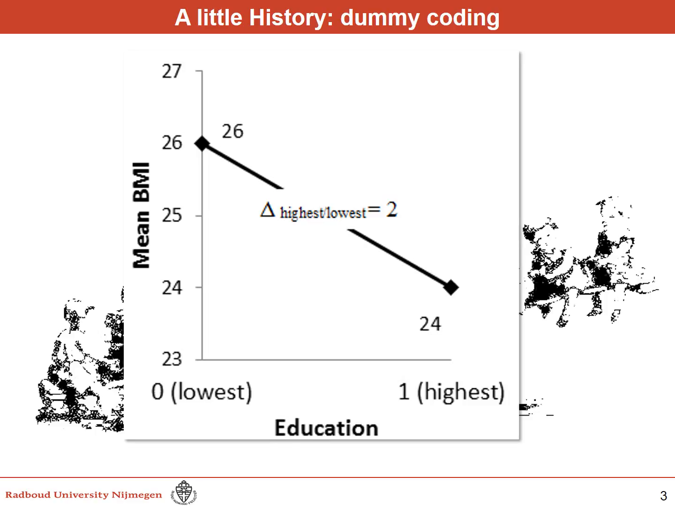So that's a very useful way of coding categorical variables. It is very practical when you have a directional hypothesis saying that the highest educated will have a lower body mass index than the lowest. Then dummy coding is perfect.